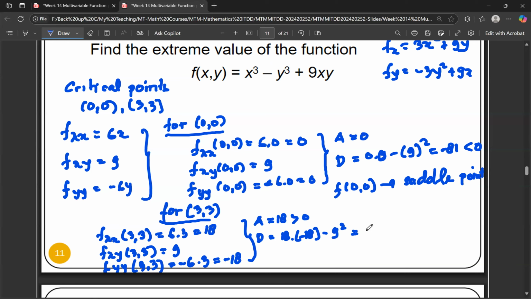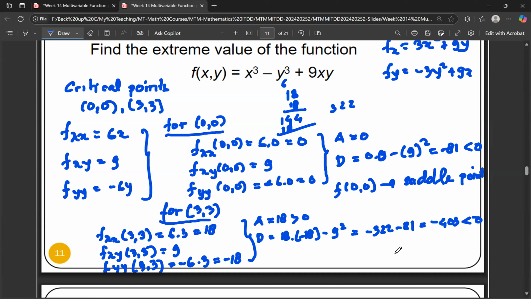Of course, this is some big numbers. 18 times 18 is 324, minus 81. We have minus 405, and this is of course negative.